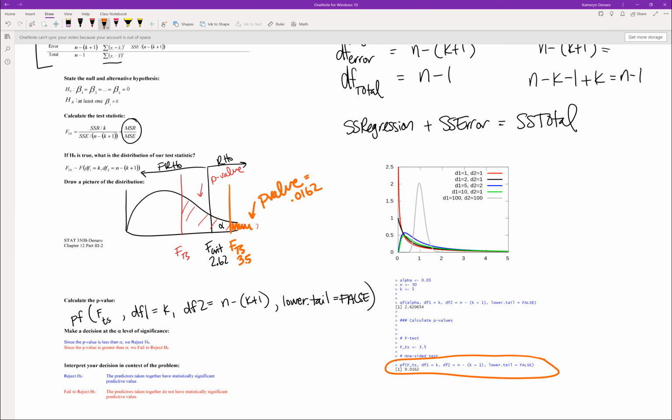In this case, 0.0162 is less than our predetermined alpha of 0.05. And we can say that we're going to reject H0, and the predictors taken together have statistically significant predictive value on the outcome. Now, as we change the degrees of freedom, in both cases, so if we change the number of predictors of our overall F test, or in the second scenario where we change our sample size, all of these values, the critical value, the test statistic, and the p-value associated with the test statistic, are going to change. So you have to do it each time for every problem you're working on.